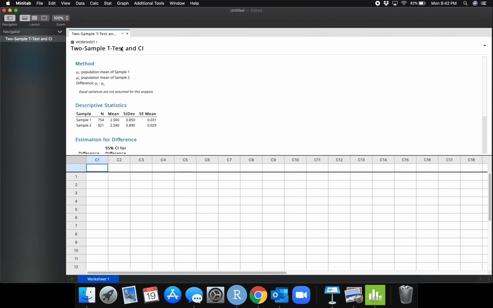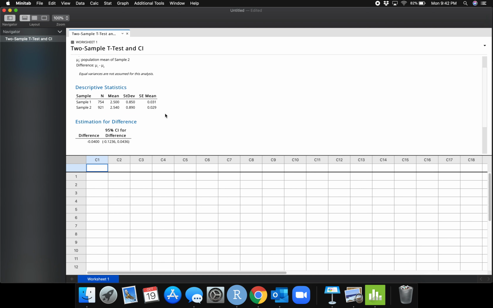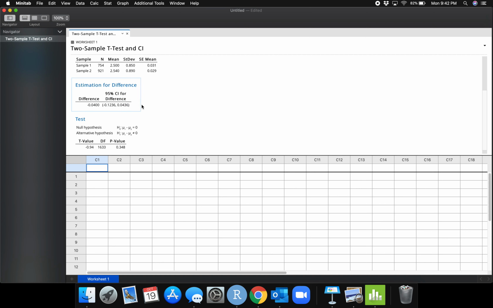So it gave me a t-test, but I didn't want one. I only care about the confidence interval. Okay, and so here is the interval that I want. So the 95% confidence interval for a difference, okay, is negative 0.123, or maybe I should say negative 0.124, and 0.044. Okay, so that's my A and B for the question.